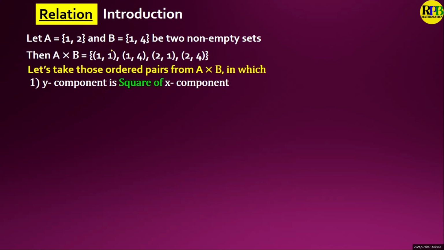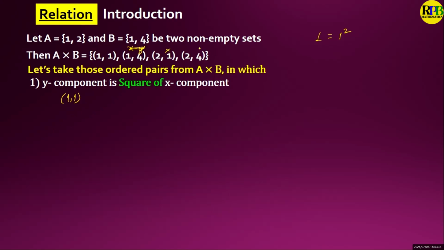Let's see, first ordered pair, Y component is 1, X component is 1, but is this Y component square of X component or not? 1 is square of 1, yes. So we'll take this ordered pair (1, 1). Next ordered pair (1, 4). Y component is 4, X component is 1. 4 is not square of 1. The square of 1 is 1 only, no? So we'll not take this. And in the third ordered pair, 1 is not square of 2. We'll not take this also.